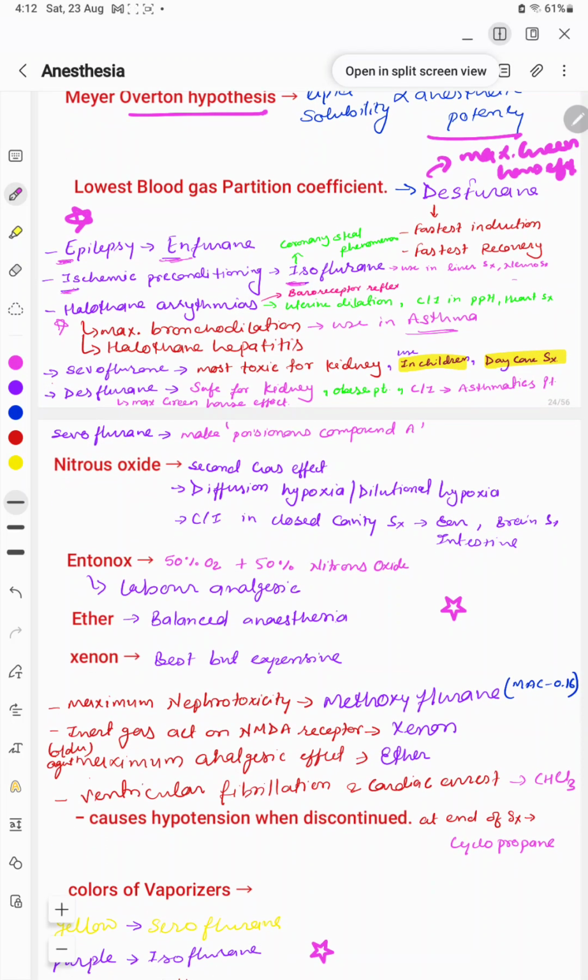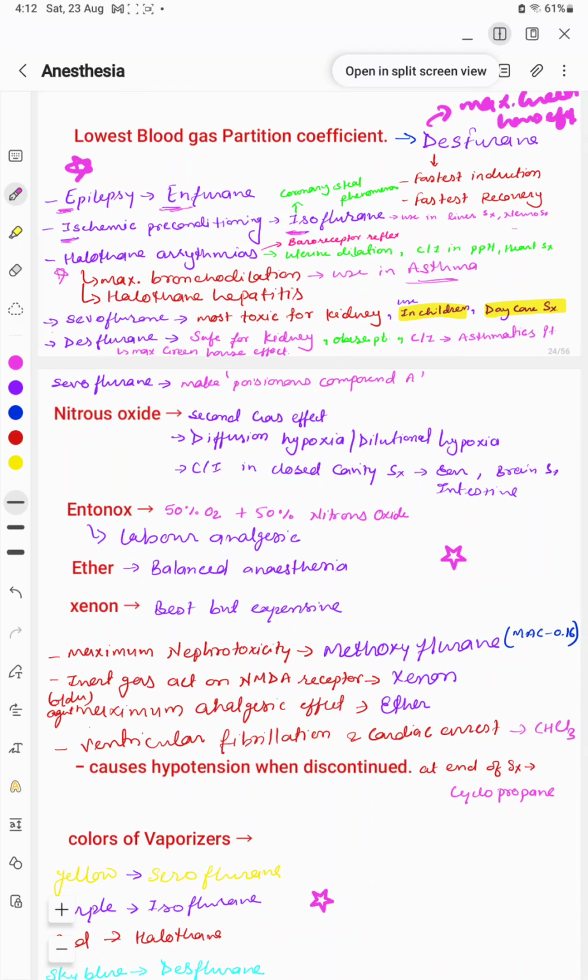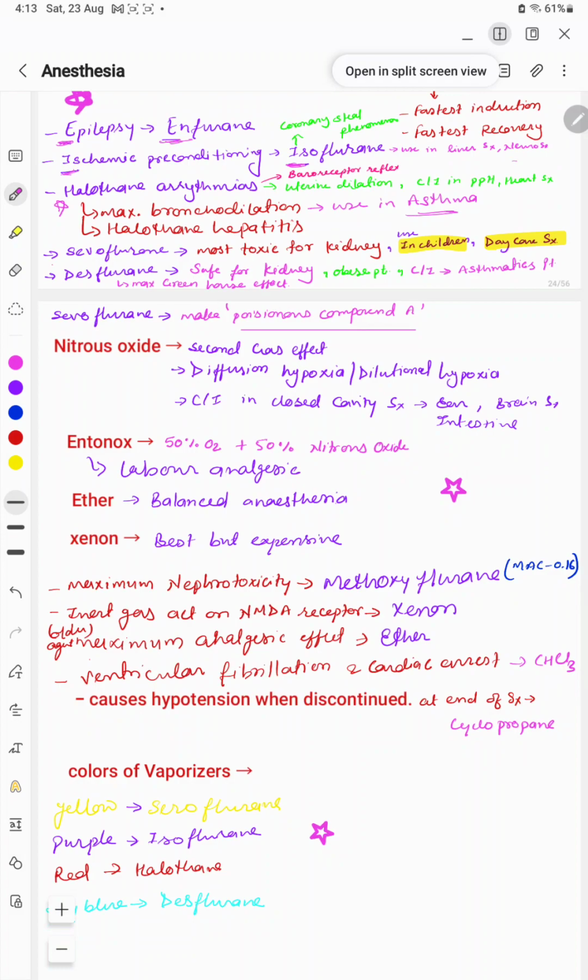Maximum gas effect I already told you. Sevoflurane makes a poisonous compound, compound A. Sevoflurane makes one poisonous compound which is called compound A. You should remember. Nitrous oxide is also known for the second gas effect, diffusional hypoxia, dilutional hypoxia, and is contraindicated in closed cavities like the ear, brain surgery or intestine. We will not use nitrous oxide.